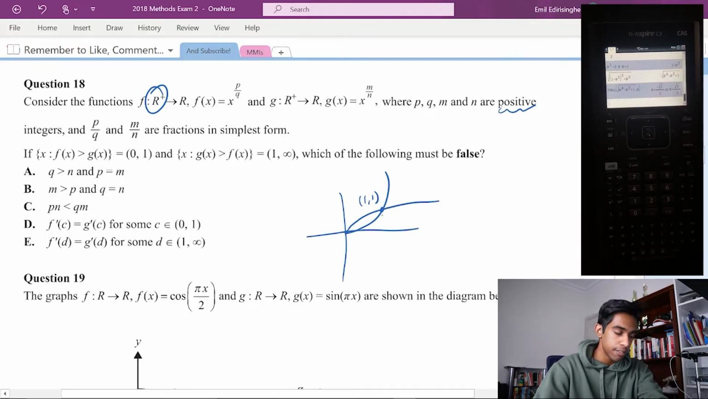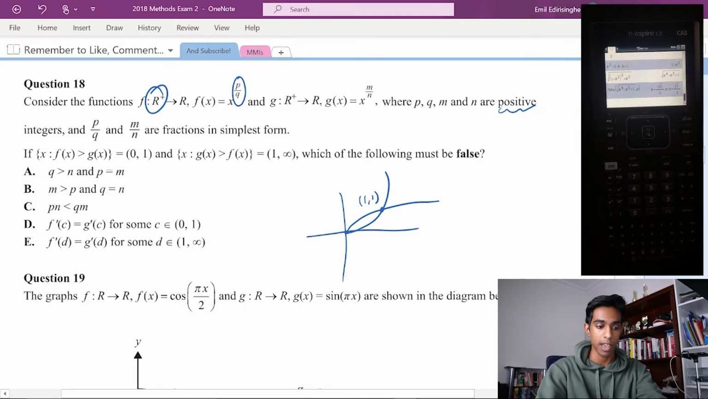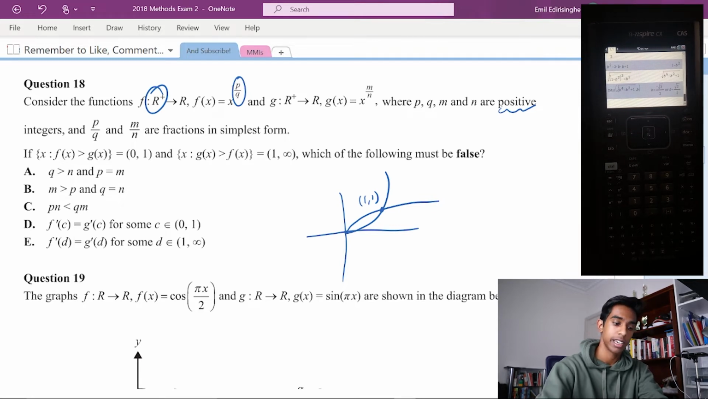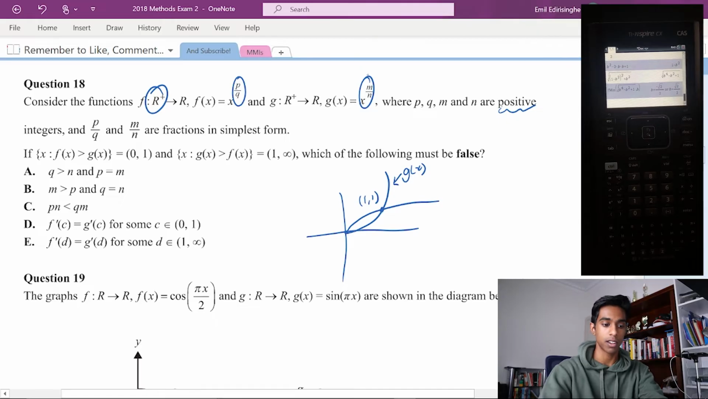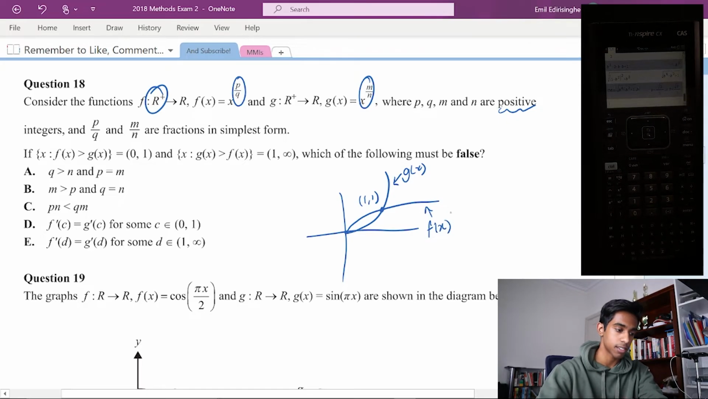So if the fraction here is greater than 1, for example, something like x squared or x to the power of 3, it's always going to look like this equation here. And what they're telling us is that they want this equation to be g of x. And whenever the fraction here, m on n, is less than 1, the function will look like this, and we want this to be f of x.